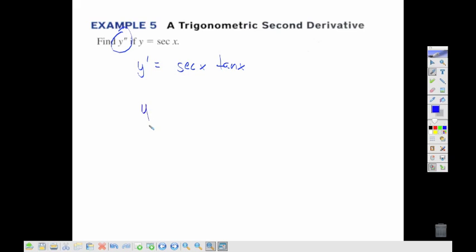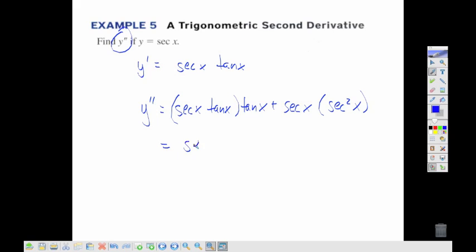And so for the second derivative of this, we're going to need to use the product rule here. The derivative of the first times the second plus the first times the derivative of the second. Then we can simplify that, and we'll just leave our answer like that.